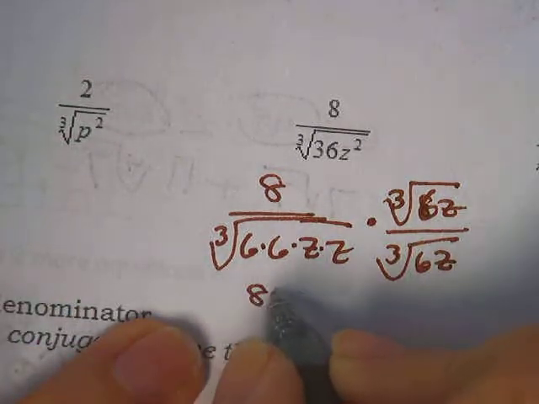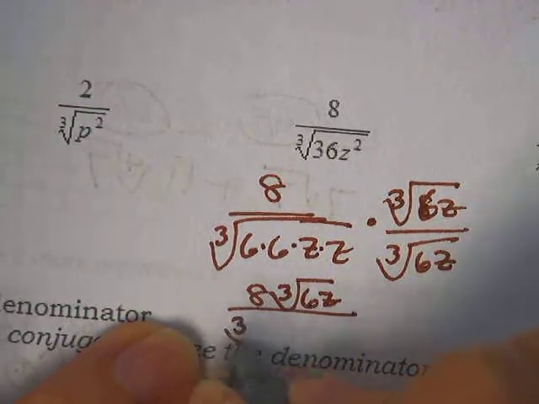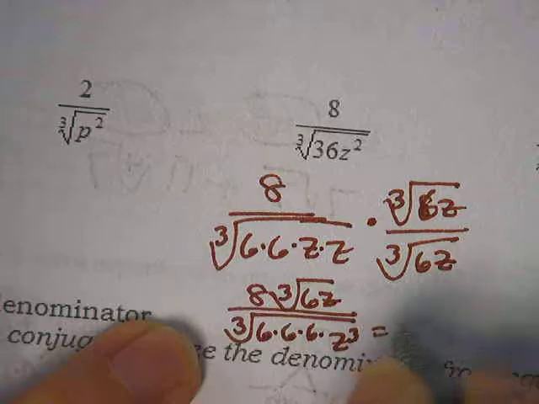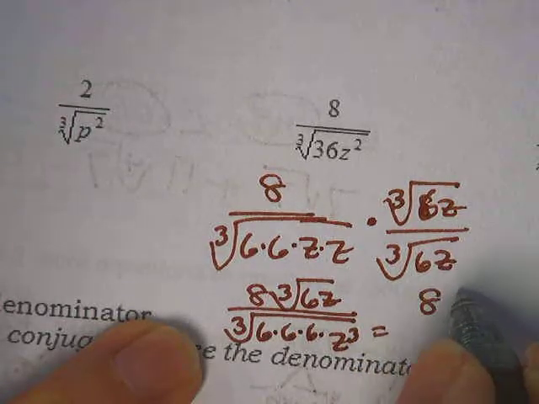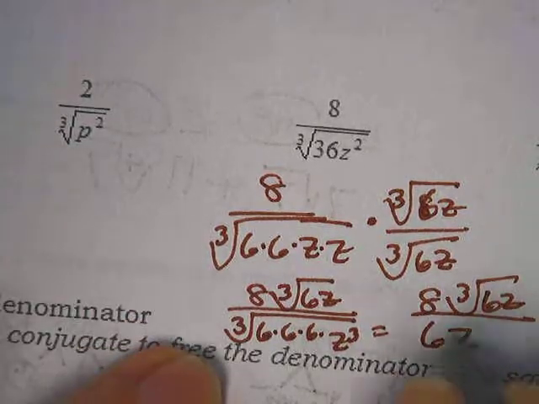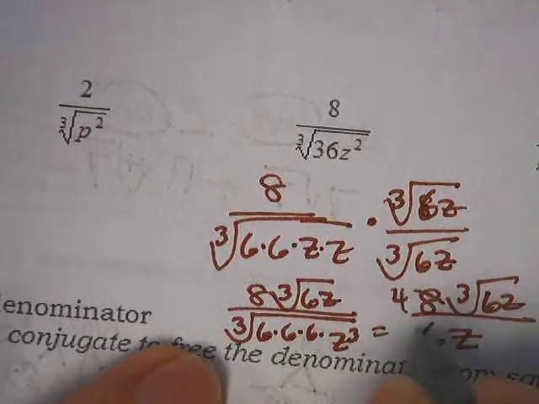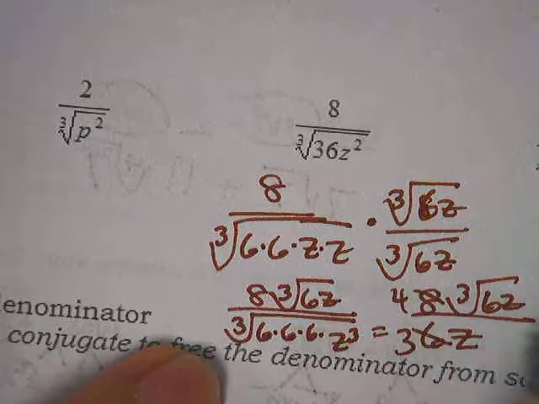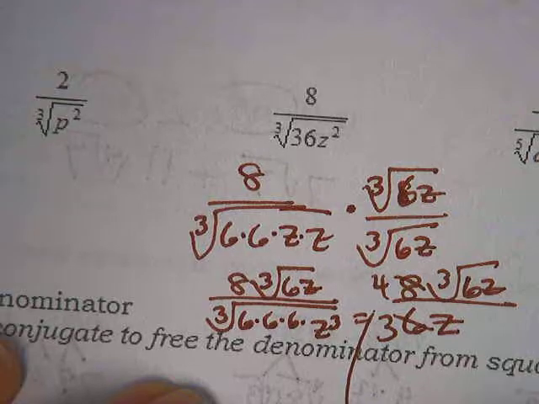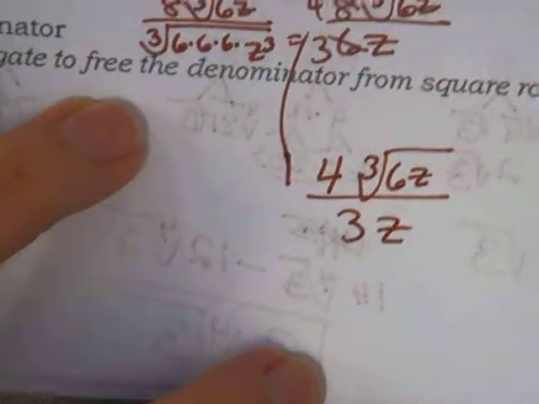And I get 8 times the cubed root of 6z over the cubed root of 6 times 6 times 6 times z cubed. So we simplify that as 8 times the cubed root of 6z over 6z. And look at this, our 8 and 6 can simplify to 4 over 3. So our final answer here is 4 times the cubed root of 6z over 3z.